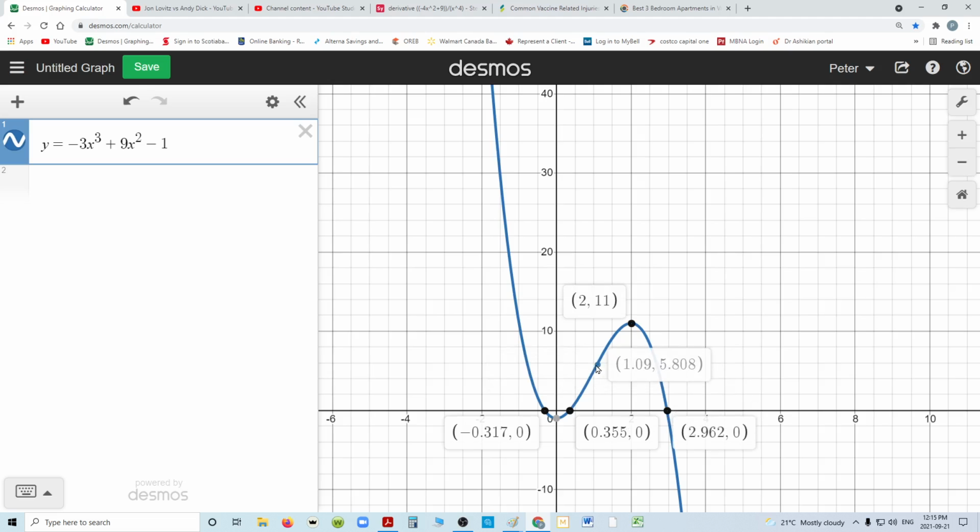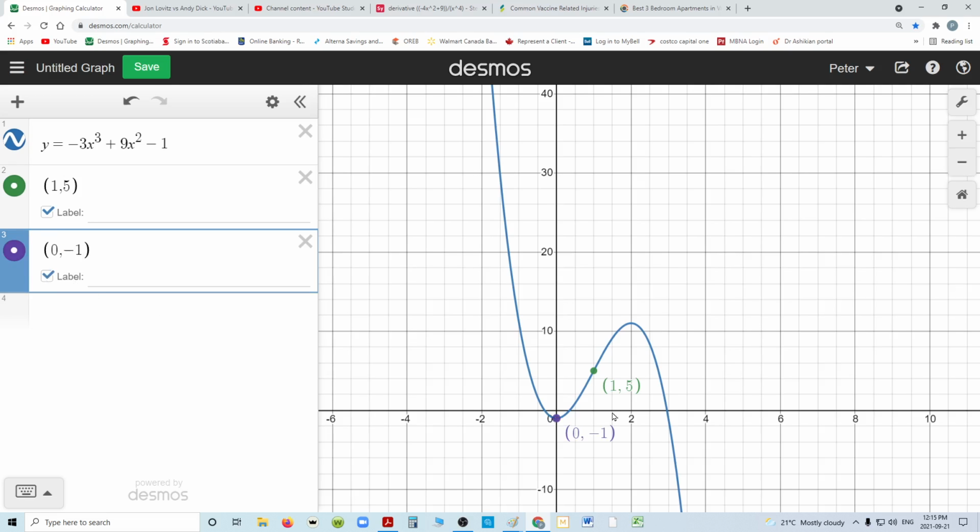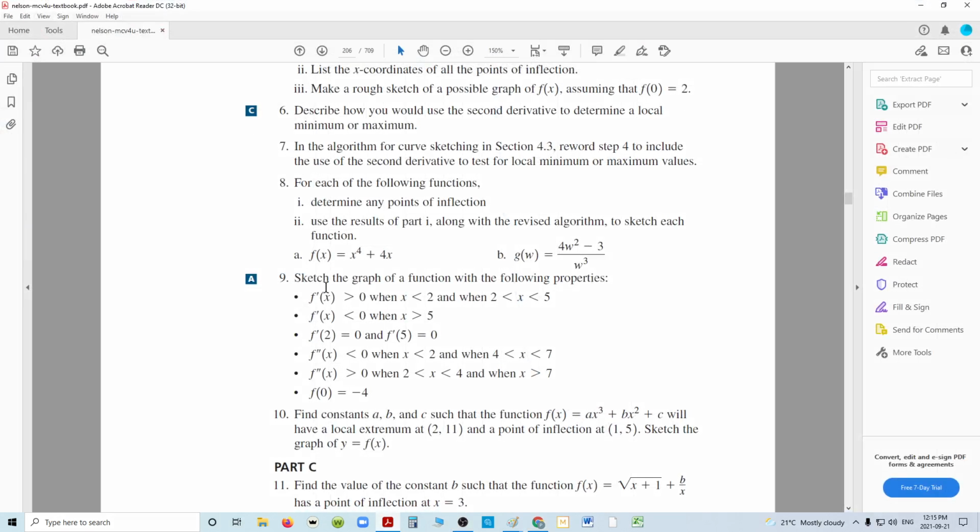And somewhere in there, 1, 5. And somewhere in there is 0, minus 1, which is down there. So there you go. The only thing you couldn't come up with is the x-intercepts, because there's no way to factor that cubic. Oh, but there is this 2, 11, which is the max. So there you go. We got it right. Now I'm going to have to take a break, which is unfortunate.